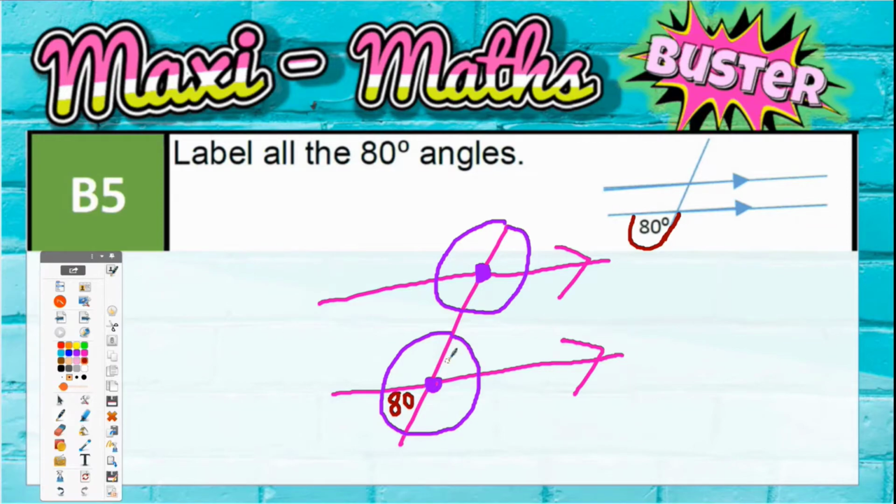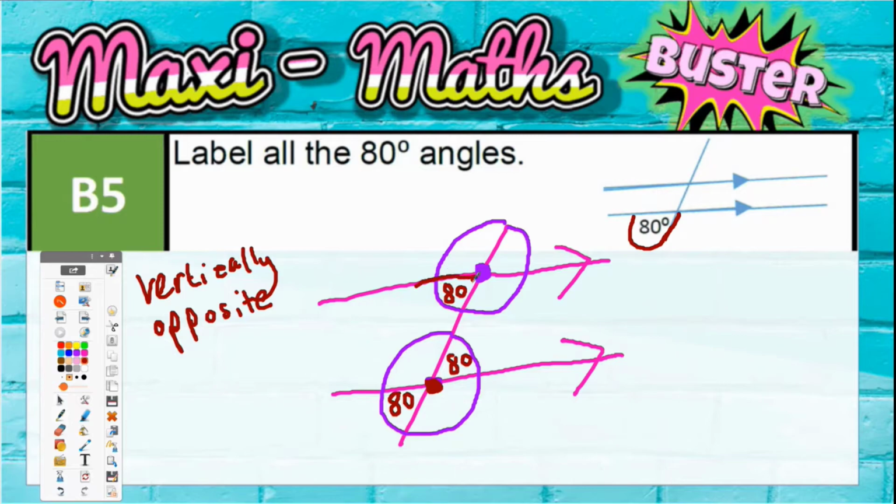So this angle here is also 80 because it's what's called vertically opposite. We'll just write that down. That's normally when you're looking for a cross shape. Angles opposite each other in a cross shape are opposite each other, opposite the vertex. This point here is the vertex. Therefore, these are vertically opposite. Those angles are equal.